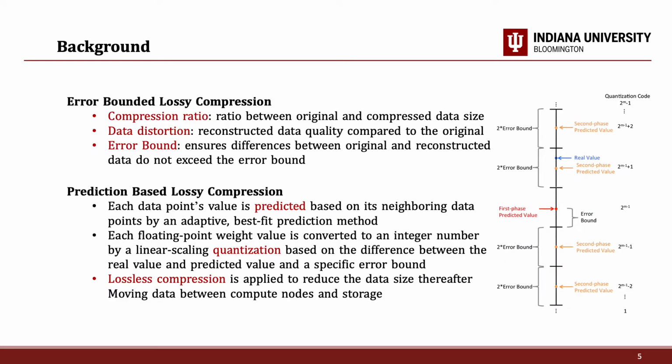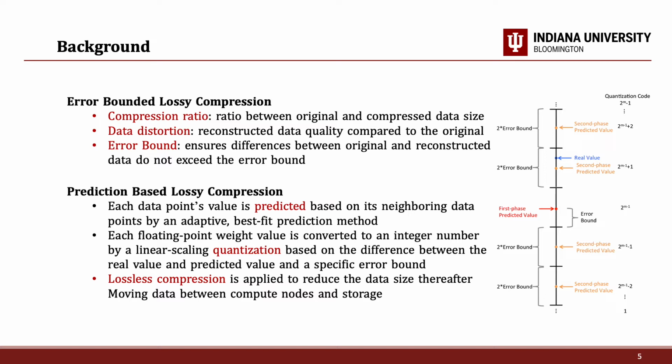And on the other hand is error-bounded lossy compression. There are some terms that we need to understand. The first one is the compression ratio, which means the ratio between the original and compressed data size. Sometimes we also refer to the bit rate, which is the average number of bits to represent each value. Another is the data distortion, which means the reconstructed data quality compared to the original, and also the error bound. The error bound ensures the difference between the original and reconstructed data does not exceed this user-specified error bound. Combined with data distortion, this is the error control for error-bounded lossy compression.